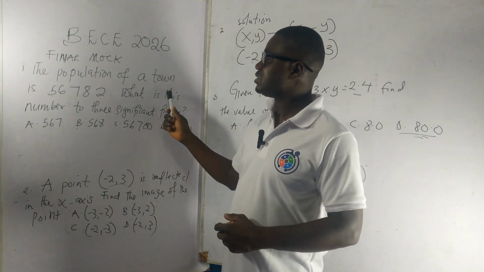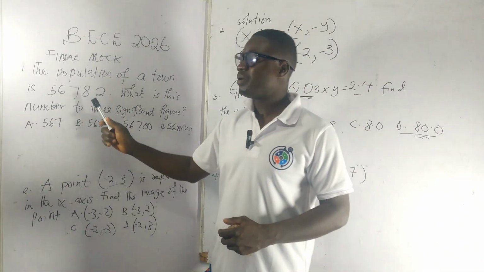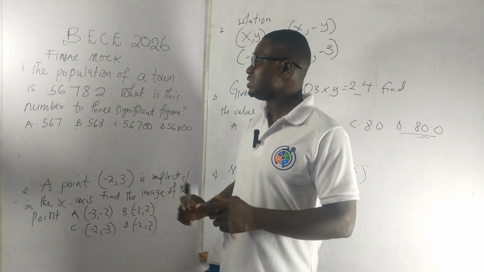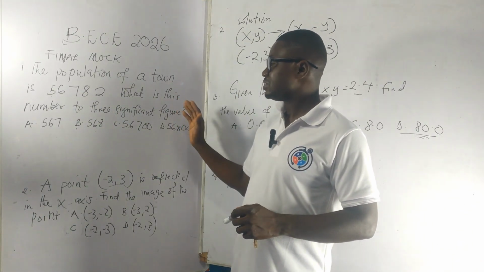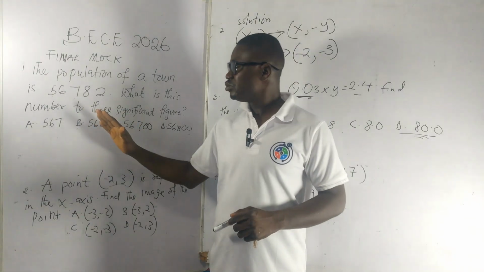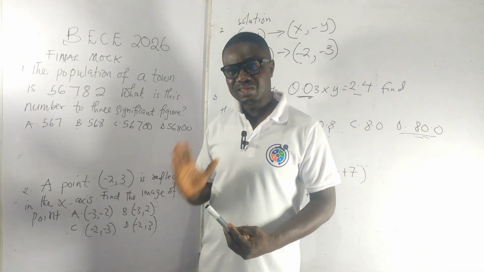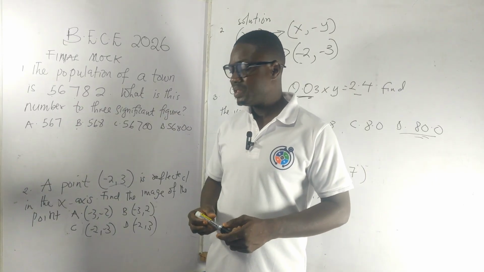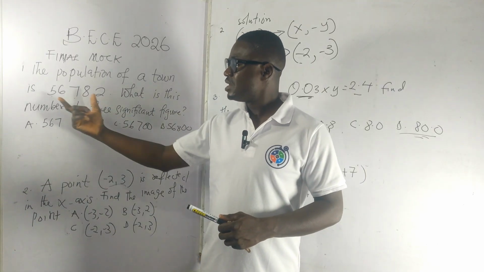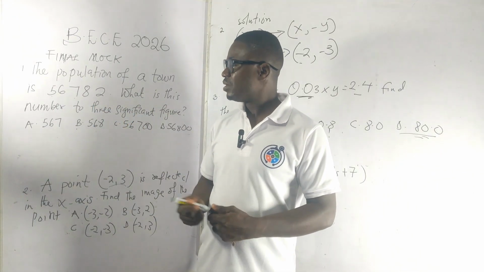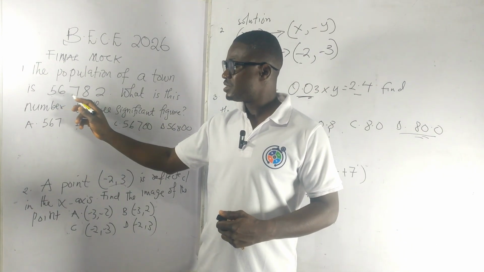The population of a town is 56,782. What is this number to three significant figures? Our main focus is three significant figures. So you consider the first three numbers. The first three numbers are 5, 6, 7.